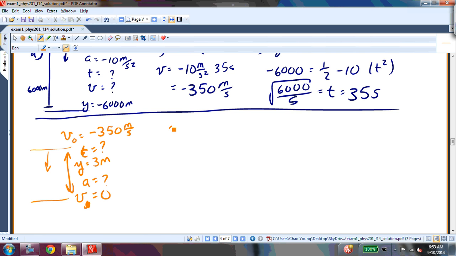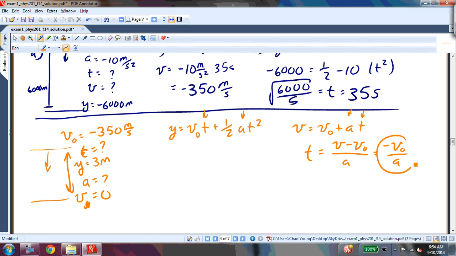Let's write down our equations like we did before. Y equals, I'll just leave off the y naught because it's 0. And then V equals V naught plus AT. Okay, so here I have some unknowns. I don't know T, and I don't know A. So I'm going to solve this side over here for T. I'm going to say T equals V minus V naught over A. V is equal to 0, so that's negative V naught over A. And then I'm going to plug it in for T here and here.